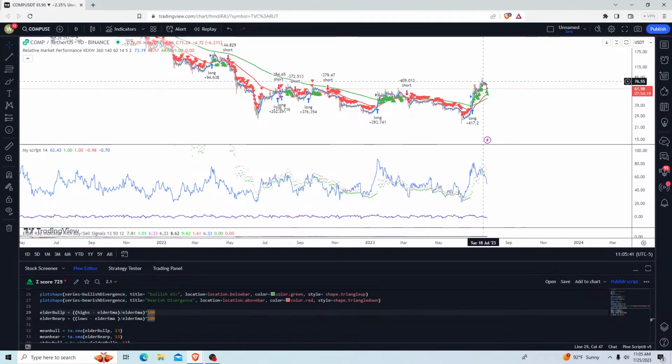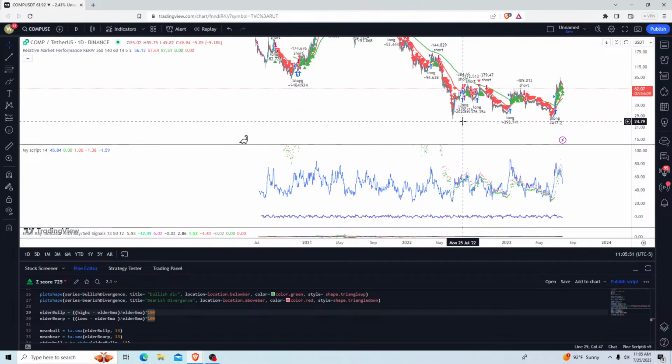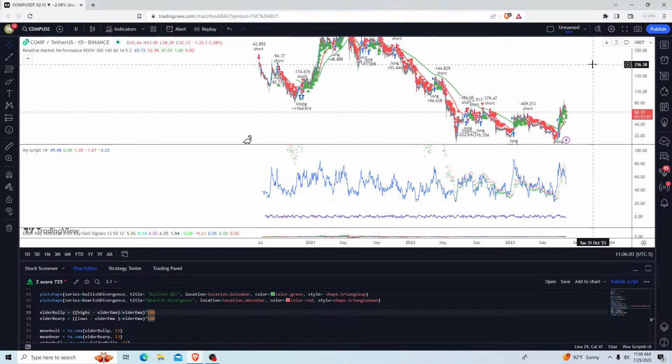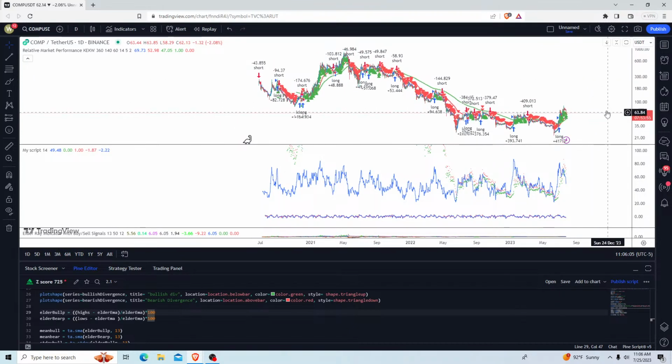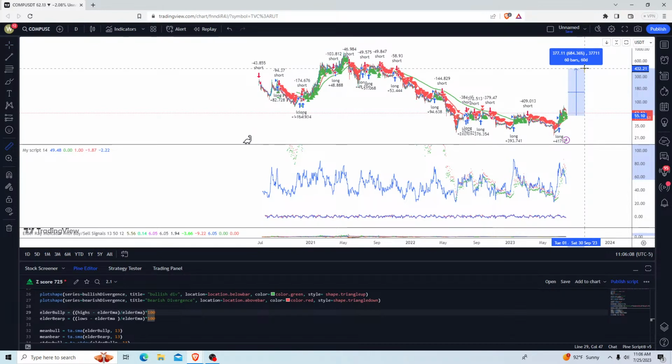Because we got a breakout with a bit of a hidden bullish, I think. I'm going to have to figure out how to quantify that. This one was fake. Yeah, Comp is going up. Buy some Comp.